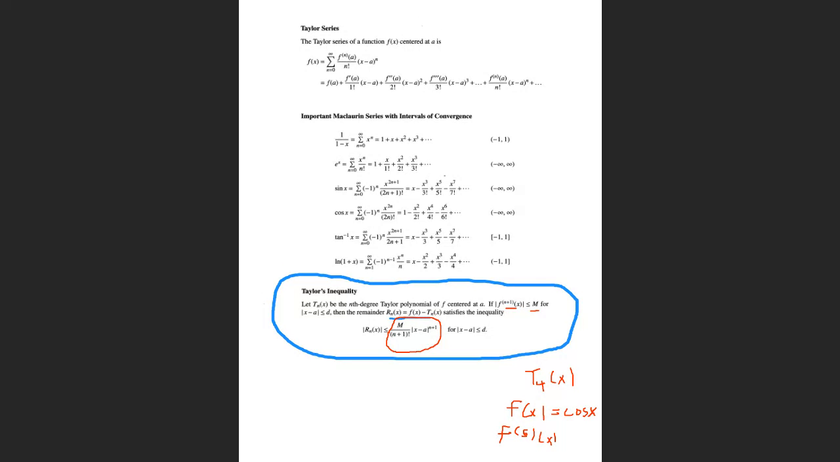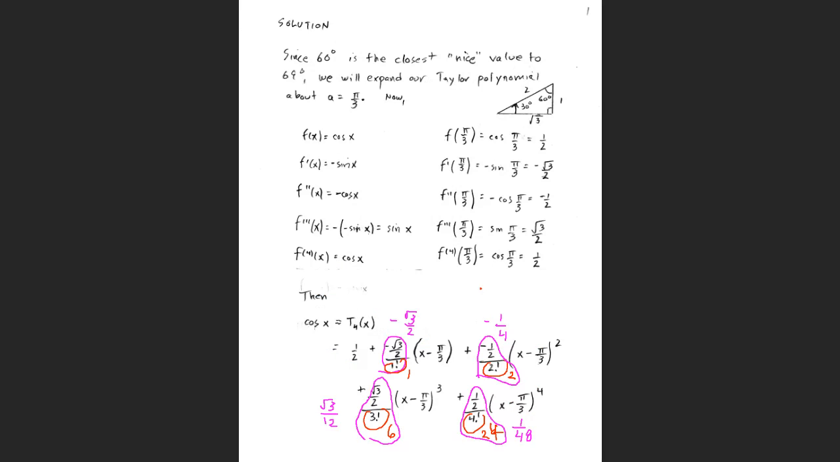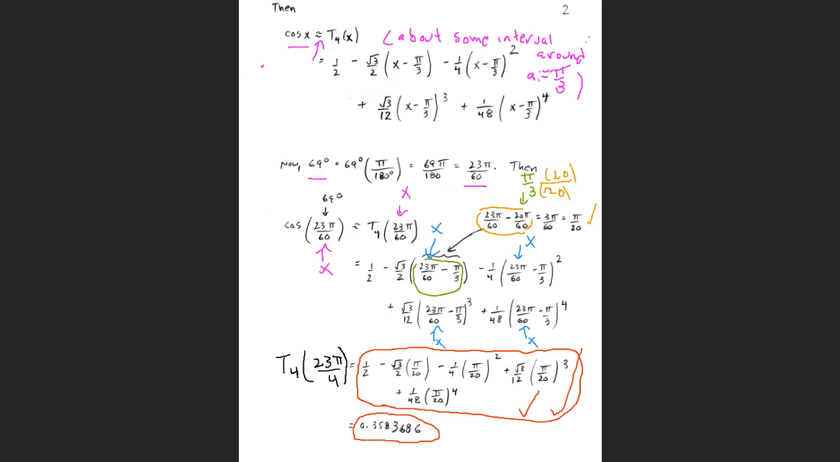I don't want unnecessary stuff here. Remember, when you found the Taylor polynomial, you were already worked out to the fourth derivative. The fourth derivative of the cosine function is the cosine. It repeats, right? So the fifth derivative of the cosine would be negative sine.